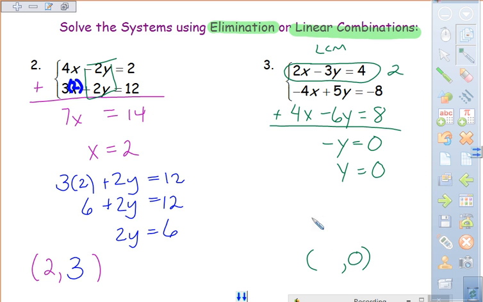We're halfway there. I have 3 equations that I could plug into. The first and the last one are pretty much the same. The last one just has higher coefficients. So I'm going to stick to the top equation, and I'm going to plug in 0 wherever I see a y. So it's going to go right in here. So I have 2x minus 3 times 0 is equal to 4. Negative 3 times 0 is 0. Divide by 2, and I get 2.